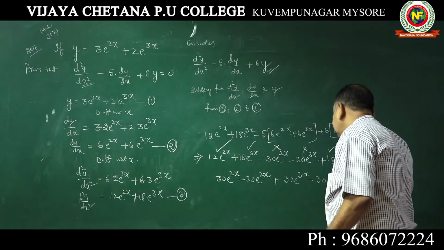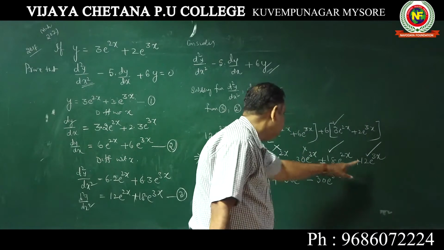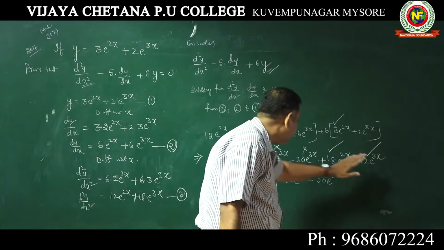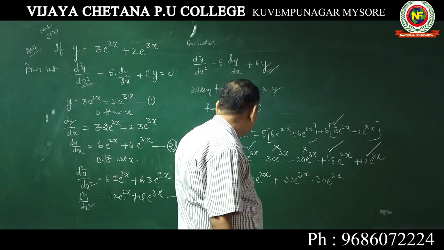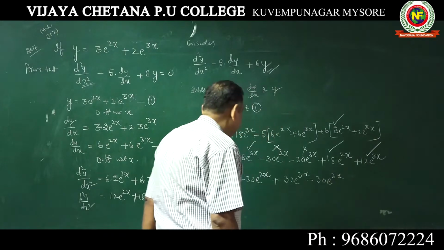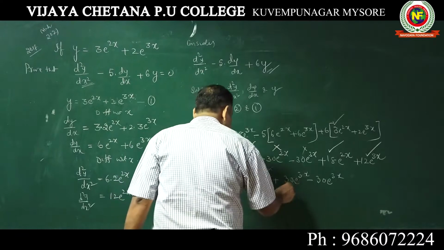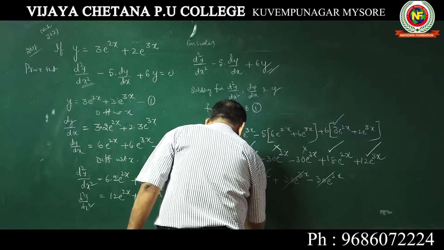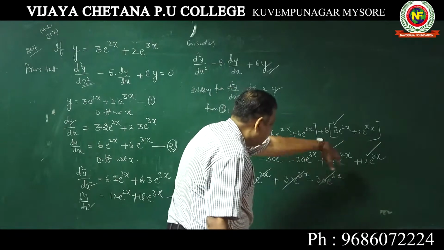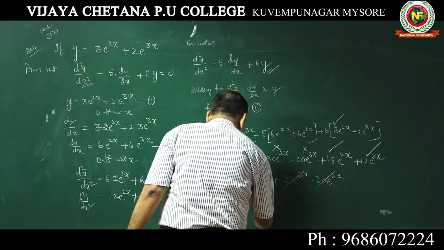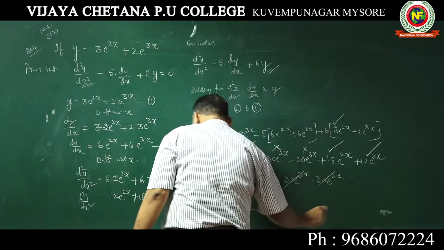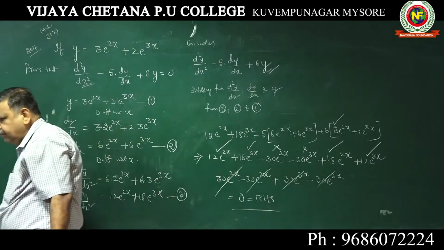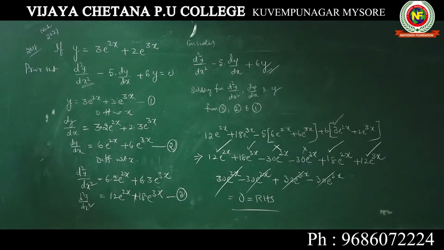Please understand, group the e to the power of 3x terms and add them. 18a plus 12a is 30a. Here also 12a plus 18a is 30a. Now it is a minus a, all will cancel. You can cancel here itself. Write 0 is equal to RHS. If you do this much, you will get 5 marks. You should note, you will get 5 marks for this problem. Very easily you can score 5 marks in this problem.